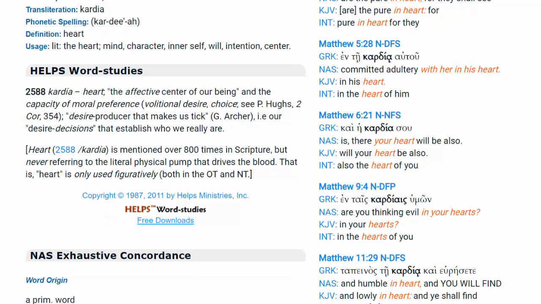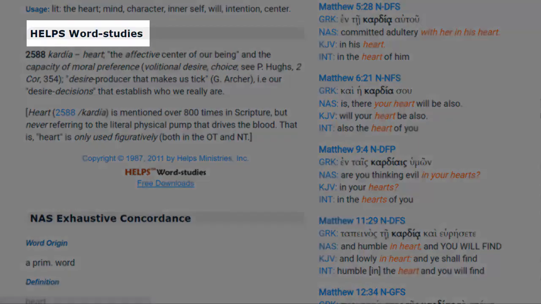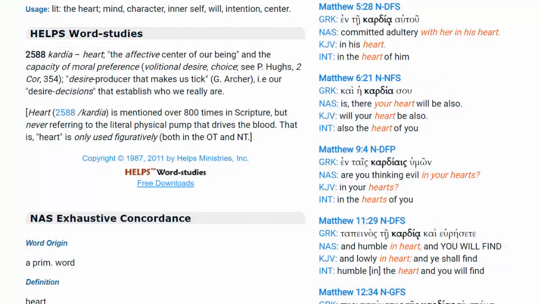Again, keep in mind what we're looking for now is range of meaning, and that's actual legitimate usage in translation. Under this helps word studies, we can get a little bit of an idea. We have this description provided, the affective center of our being. So the center related to feeling. Another, capacity of moral preference, volitional desire, choice.